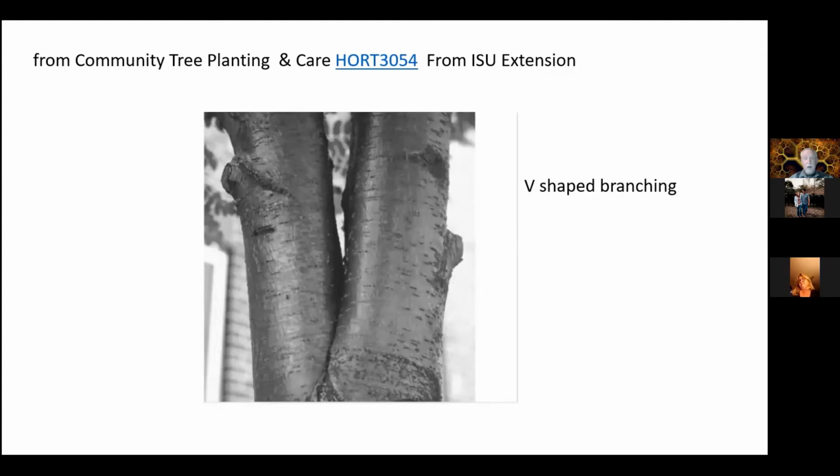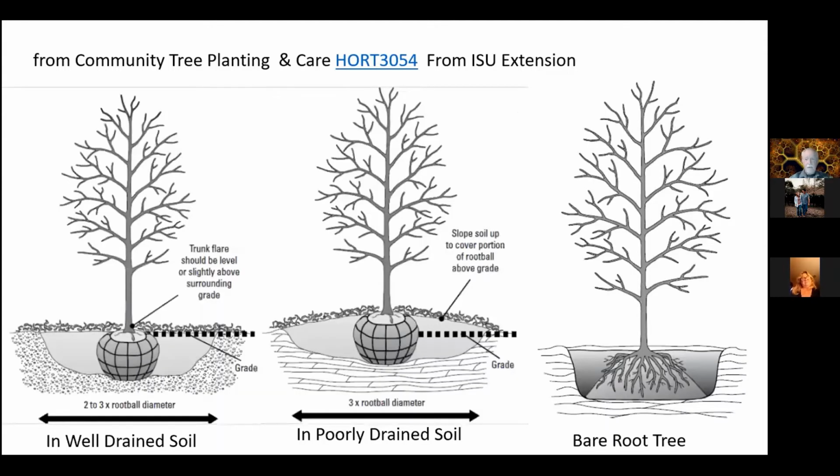So moving right along, planting. I've got 3 different scenarios here for planting situations. On the left, we've got planting a tree in well-drained soil. So not a heavy clay soil that tends to hold water, but well-drained soil. And this is for either a balled and burlapped tree or a container-grown tree.